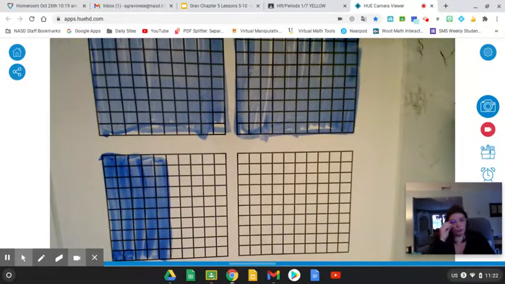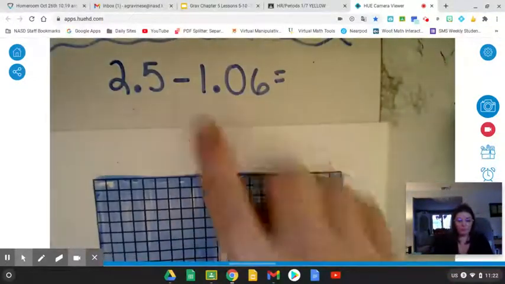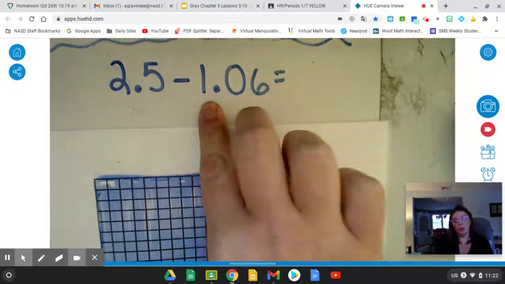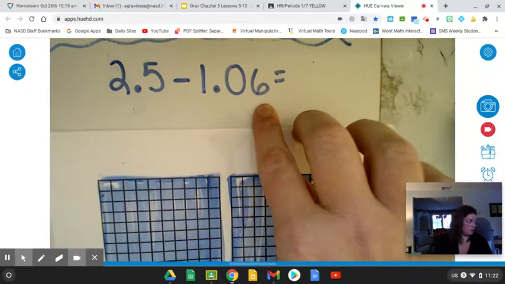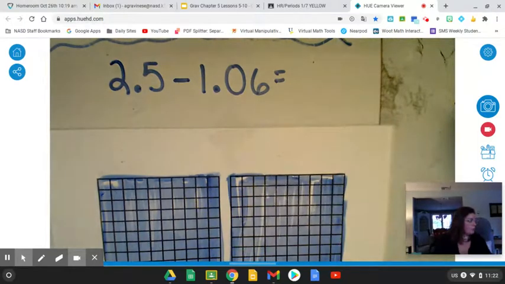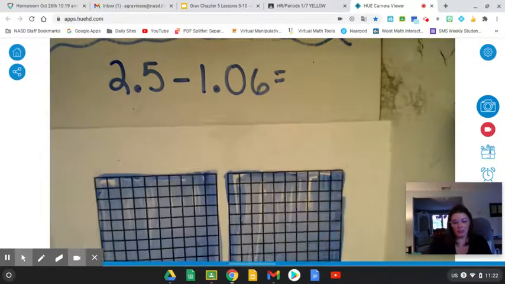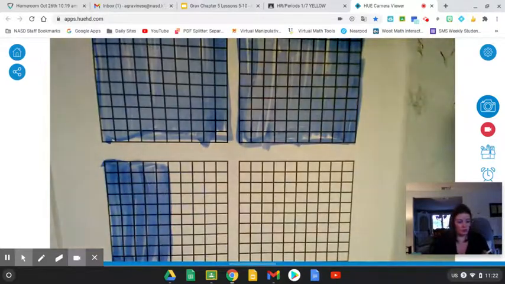Now we are subtracting this time. So what are we taking away? 1 whole and 6 hundredths. So for me to do the 1 whole minus 6 hundredths, I'm not adding anything to that. I'm taking it away. So let's start by taking away the hundredths. So 6 hundredths means that I'm taking away 6 of the small squares.